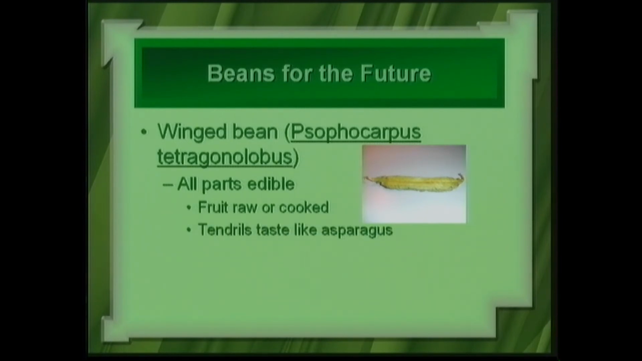And furthermore, because it is a bean, it does grow up on a trellis sort of thing, so it has tendrils. The tendrils are supposed to taste like asparagus. Isn't that amazing? Furthermore, the flowers are supposed to taste like mushrooms. You can make a whole dish out of just the parts of this plant.